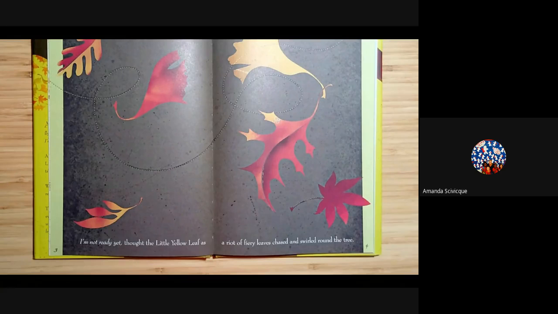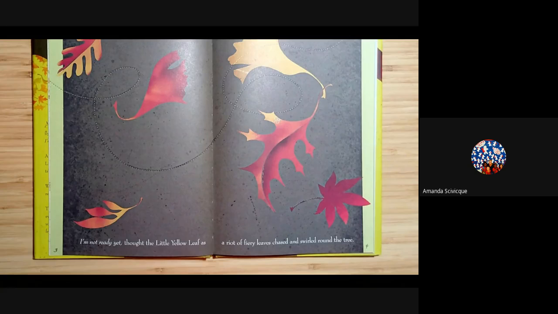Let's reread pages 3 to 4 aloud. I'm not ready yet, thought the little yellow leaf as a riot of fiery leaves chased and swirled round the tree. Look closely at the words on page 3. What do you notice about the way the words are written?